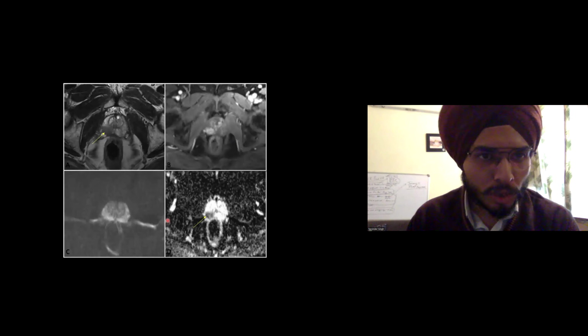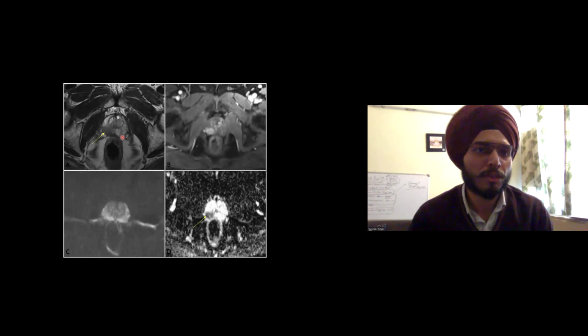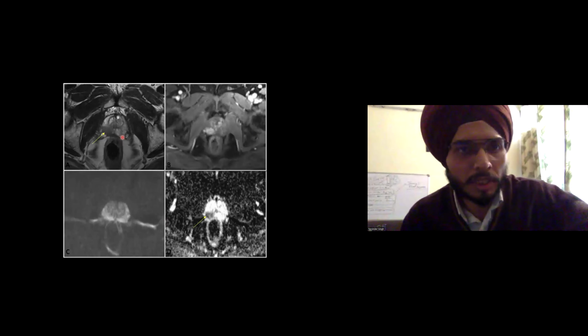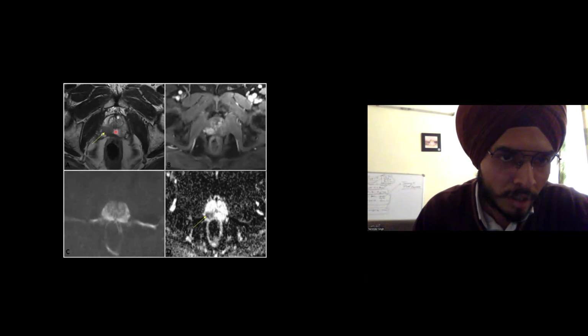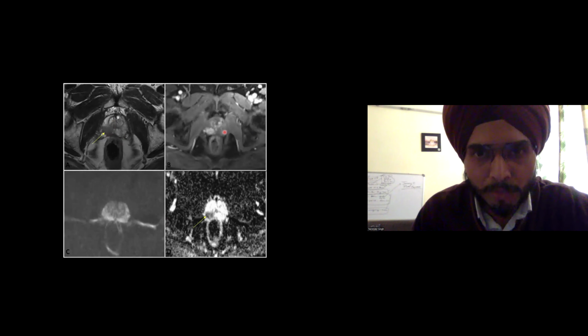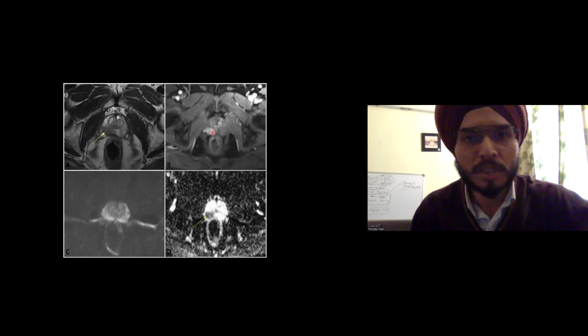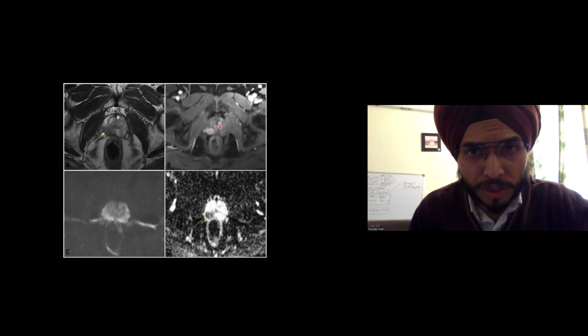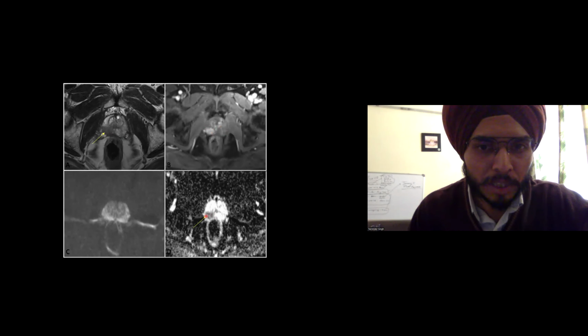Coming to this lesion, this patient had a PSA of approximately 14, and we saw an ill-defined lesion involving the right peripheral zone, with a smudgy appearance. Also on the dynamic contrast images, we can see early enhancement as compared to the rest of the prostate, and it showed marked diffusion restriction, appearing completely dark on the ADC map.